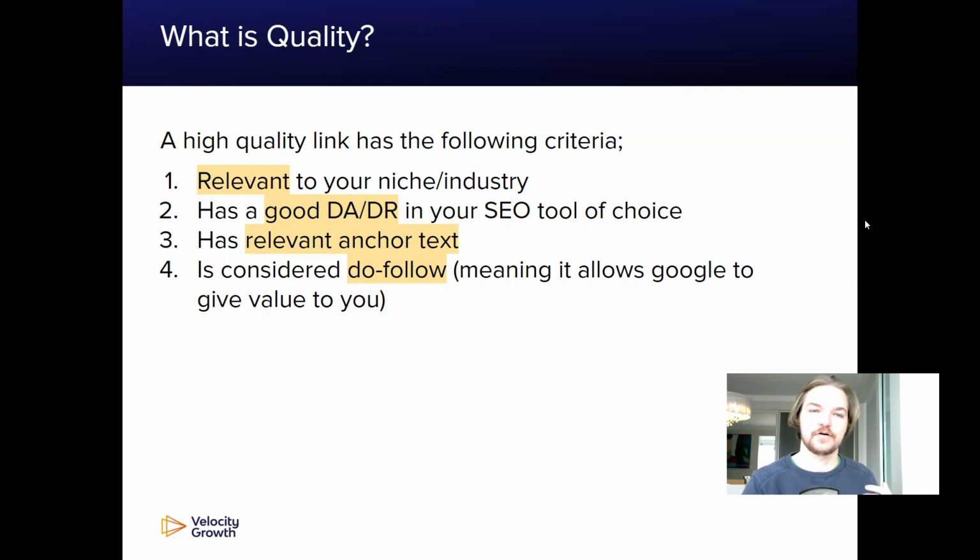So what next? Has a good DA and DR in your SEO tool of choice. We'll go into this more in the next slide of what a good DA or DR is, but I just want to be clear on these metrics. DA and DR, so domain authority and or domain rank, are metrics that are made up by these tools to emulate the way that we think that Google sees these things. Google used to use an old version of these sorts of things for ranking links. And they've said many times that they don't. There's a lot of suspicion that they still do to some degree.